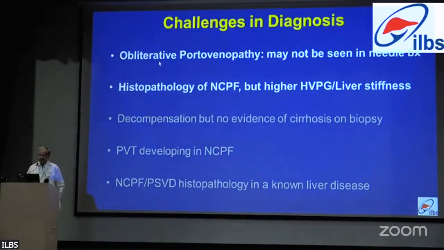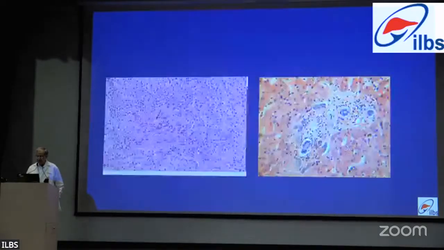So the whole world has diagnosed PSVD or non-cirrhotic based on obliterative portovenopathy, which was given by Dr. Nayak. But this may not be seen in the needle biopsy. And histopathology of non-cirrhotic may be seen, but you may have higher HVPG and liver stiffness. For all hepatology people, these are big challenges.